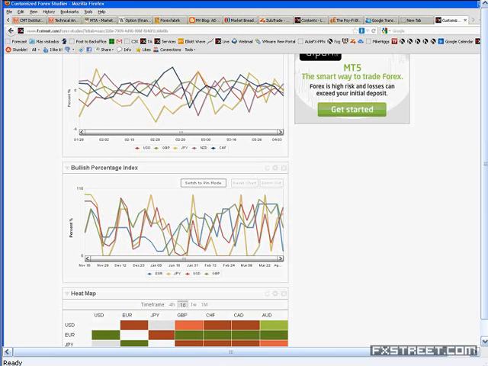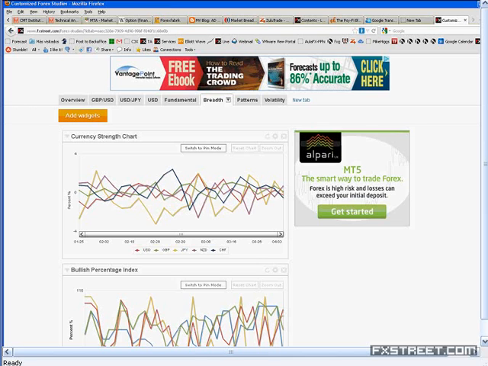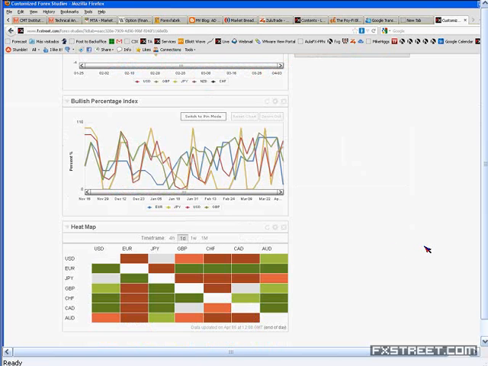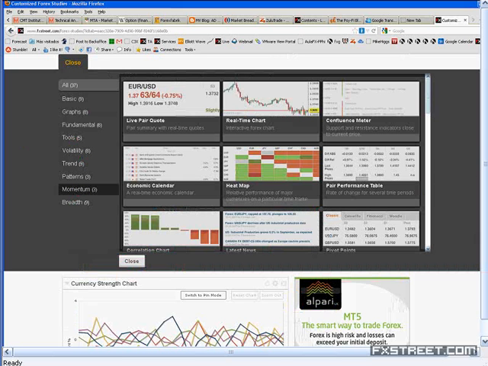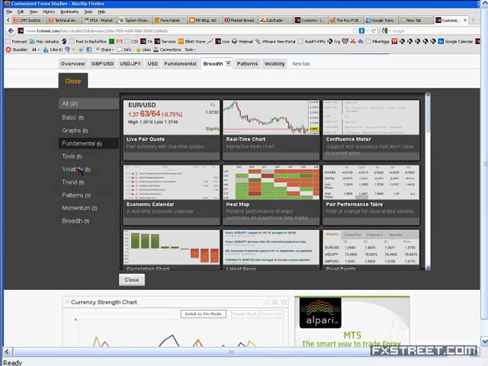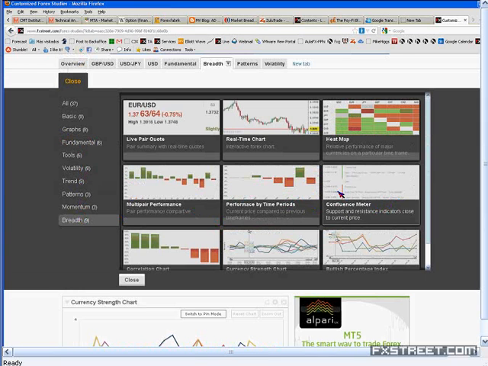Okay, so I hope this was helpful for Philip. There are other widgets which you could try for strength. You have the heat map here, which is a very simple measure. You will easily find it. And here, let me just click on the tool. You can see there are a lot of widgets you can choose from. We were here at the breadth tools. You have, for instance, the confluence meter, which is quite an interesting tool as well, and several others.